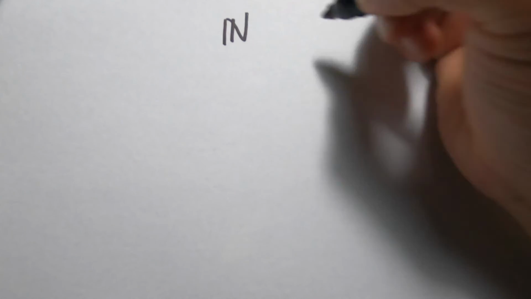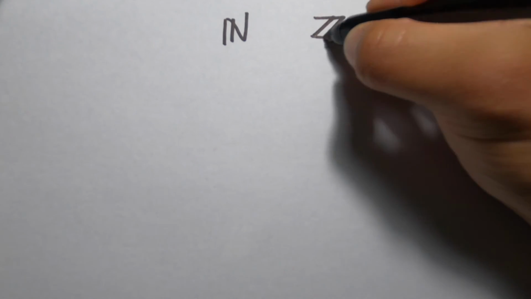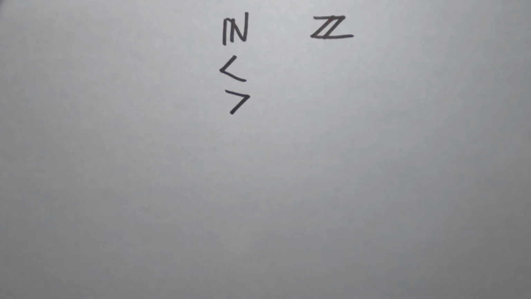Okay, so that's it for this episode. Today what we did was reviewed all natural numbers. We went over all integers. We introduced the less than symbol, the greater than symbol.